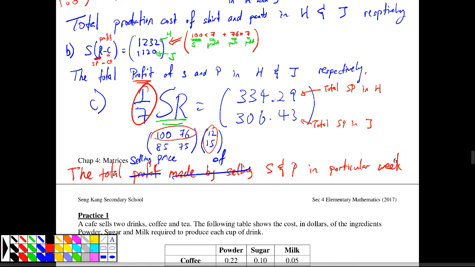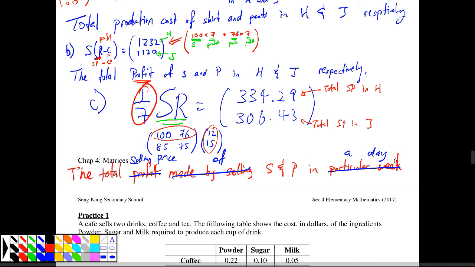So the particular week is in a day. Now, if I say in a day, usually between the weekday and weekend, which one will sell more? Obviously, weekend, because on Saturday there are more people. So the keyword that you should put here is the word average.